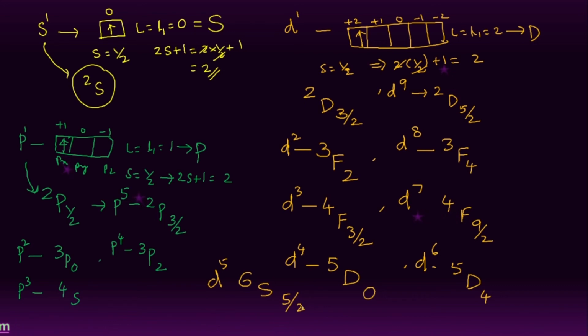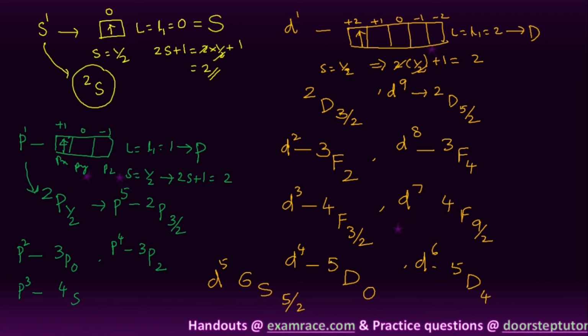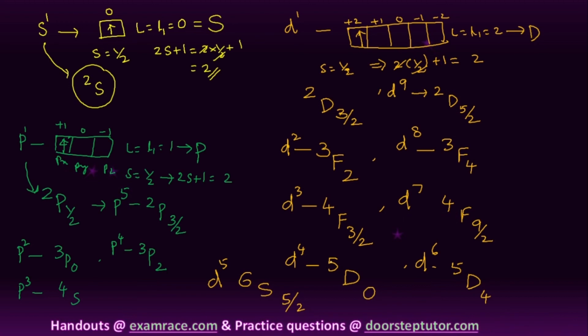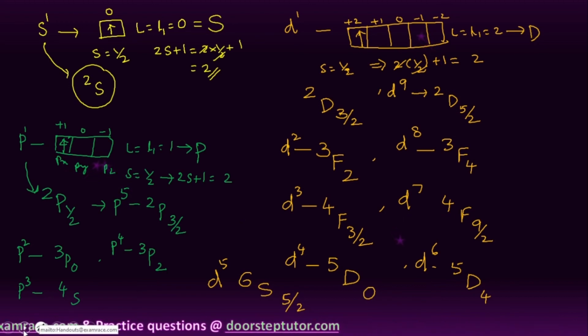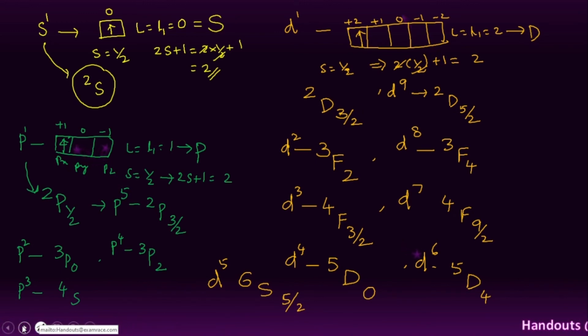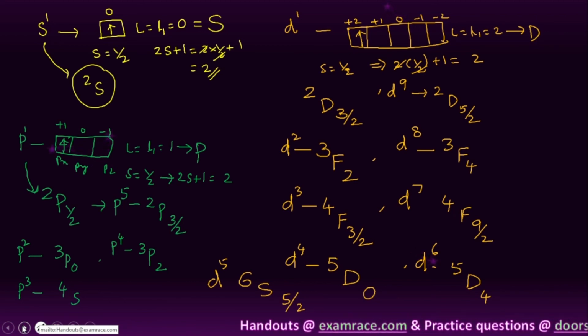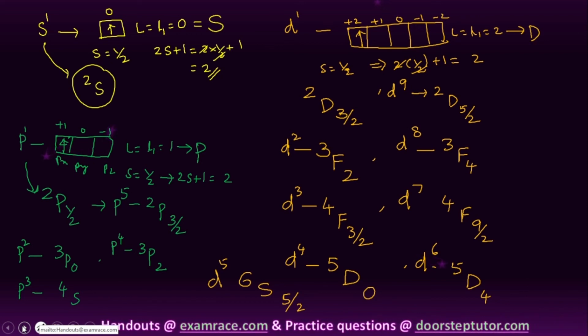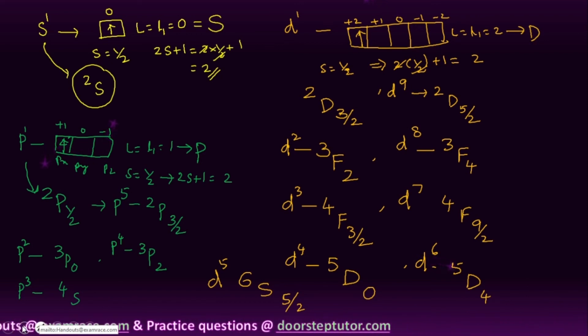So this is the way to determine the term symbols for various s, p, d configurations. Just practice it and you will get the term symbols very quickly. Now there are some rules. If a configuration gives the same spin multiplicity for different term symbols, how do we choose the ground state term symbol? We will discuss that.